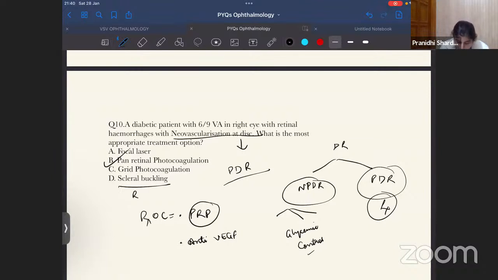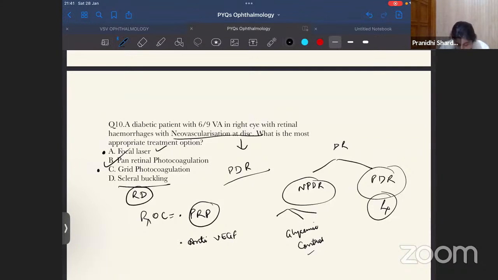Scleral buckling is the treatment of retinal detachment. Now, what are these? These two can be confused. You can say that it is only present at the disc. Why are we doing pan-retinal? We have to ablate the whole hypoxic retina. We have to do pan-retinal.